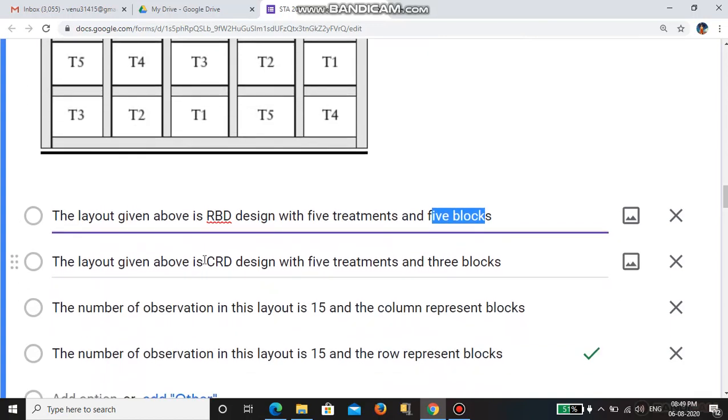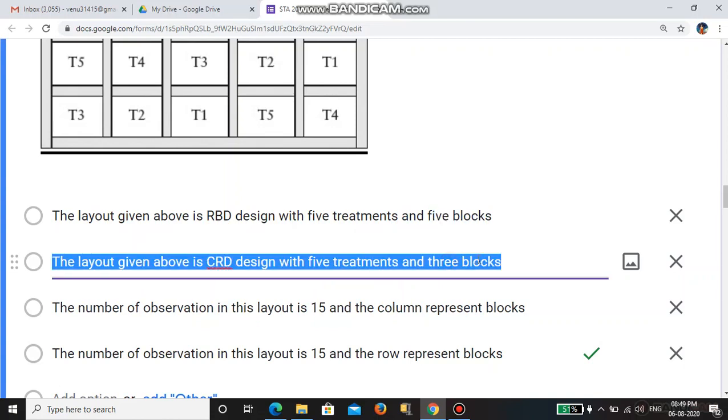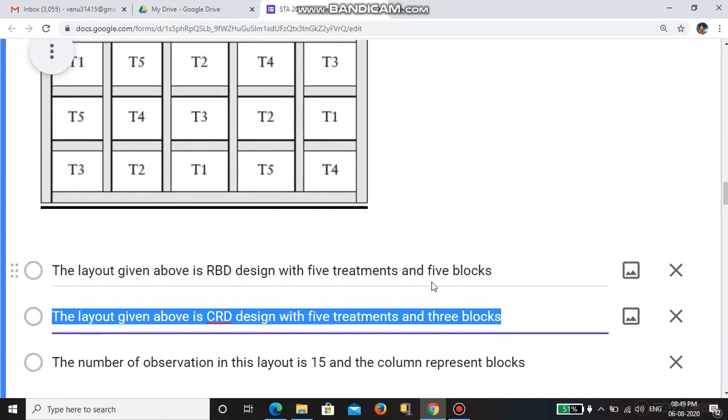So the layout given above is CRD with 5 treatment and 3 blocks, so it is false, okay, because in CRD design there will be no blocks, okay, it is false.